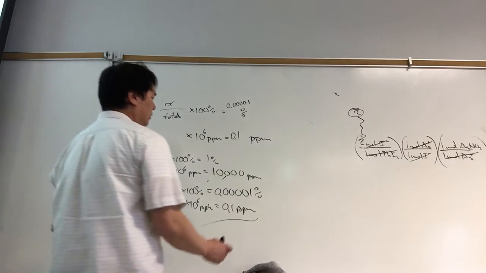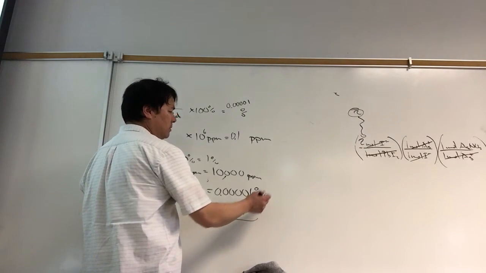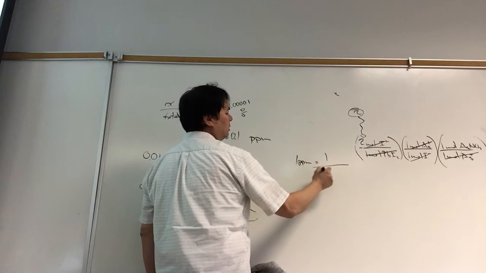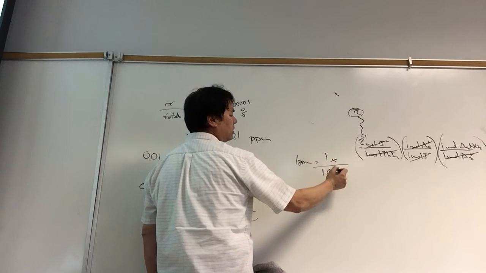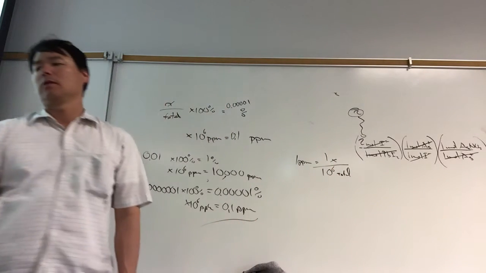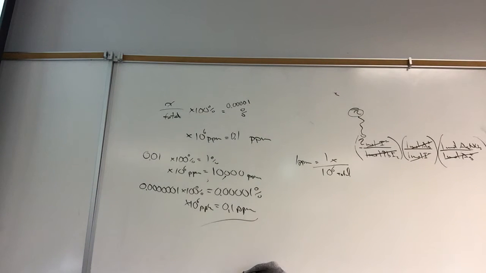So if you have something like 1 ppm, then that just means 1 part in a million total. So 1 part x, a million total. This is all back in chapter 5. So just review that if you find it so confusing.